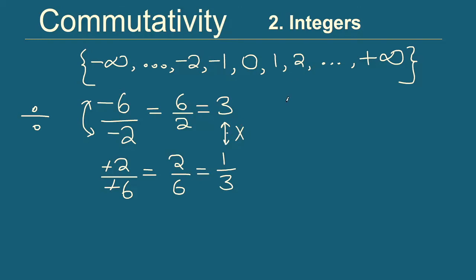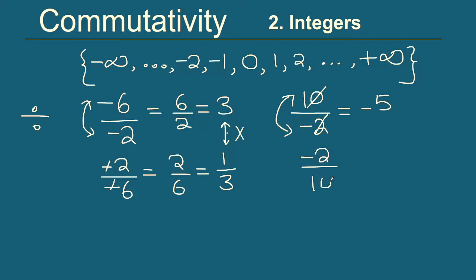So similarly, we will see that if we have maybe one negative, one positive, let's say we have the number 10 divided by minus 2. Well, in this case, this will give us minus 5. But what happens when we change the order? That is, we do minus 2 divided by 10. What do we get here? We will get minus 1 by 5. So again, these two are not equal.